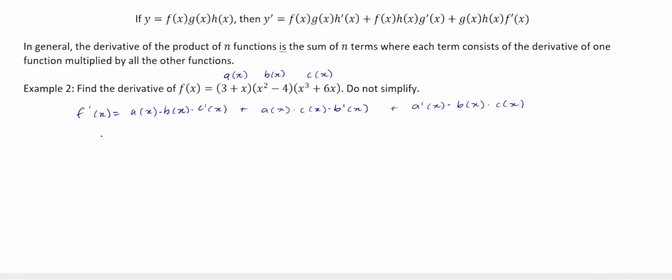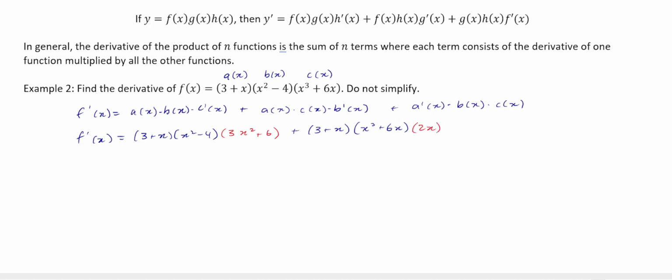Okay, so let's take a look at what f prime at x is. So a at x, b at x, so again, I leave this alone. c prime at x, well, now I take the derivative of that. That's going to be 3x squared plus 6. Okay, and then I take a look at this. I've got a at x and c at x. So here we go. So I'll do 3 plus x, and then c at x, x cubed plus 6x. And then the derivative of this one right there, that's just 2x.